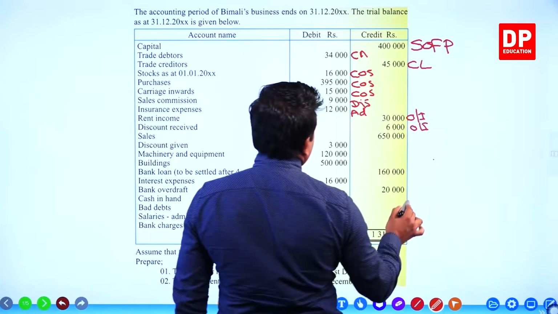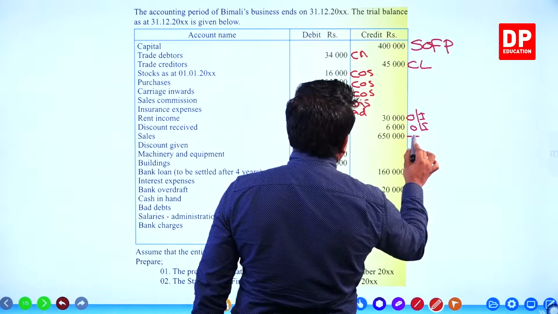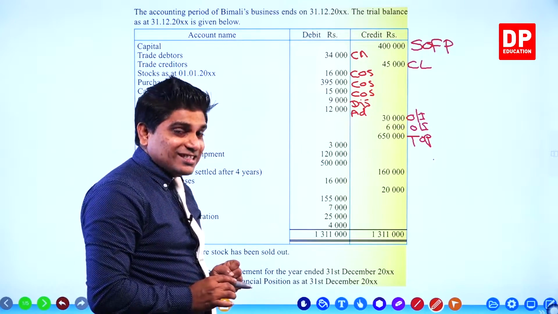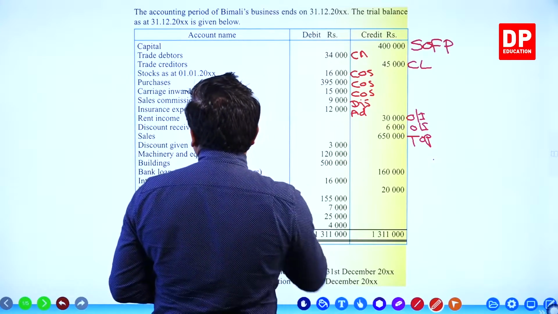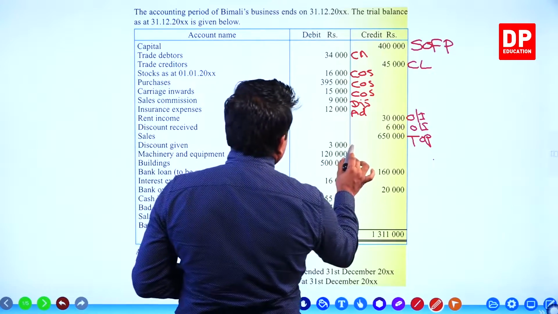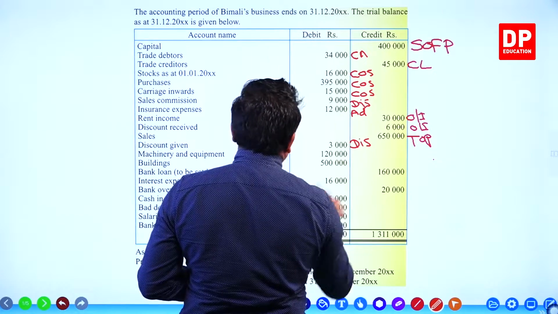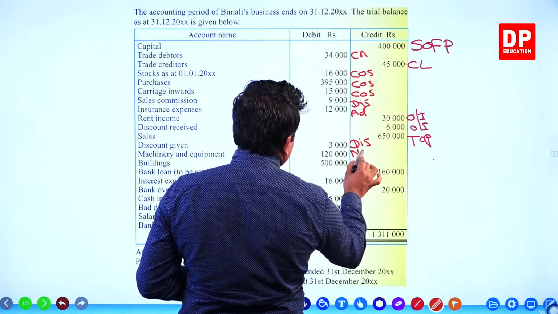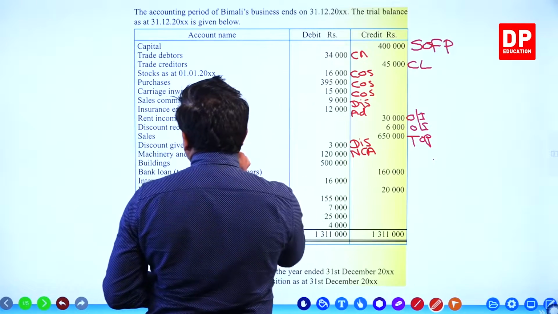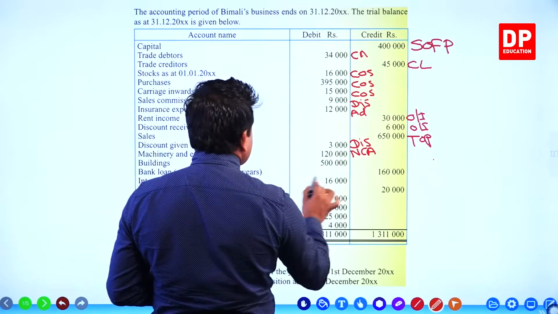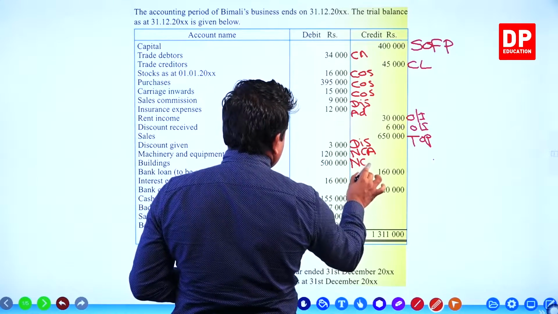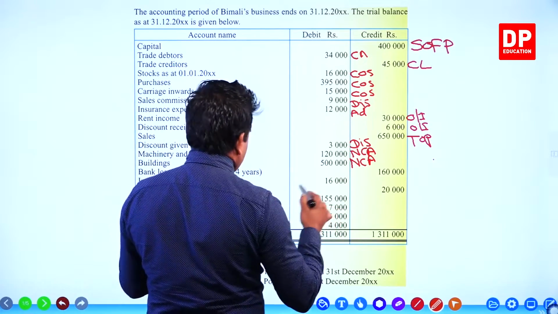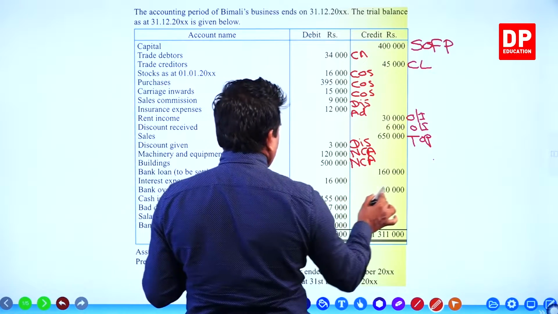Sales, where? To calculate gross profit. On the top of the profit and loss statement, what do we write? Sales. So you put it at the top. Then discount given, distributing expense, DIS, right? And machinery and equipment, where? Non-current assets. Buildings also non-current assets, right? Then bank loan to be settled in 4 years. Four years means long-term liability, no? So non-current liability.